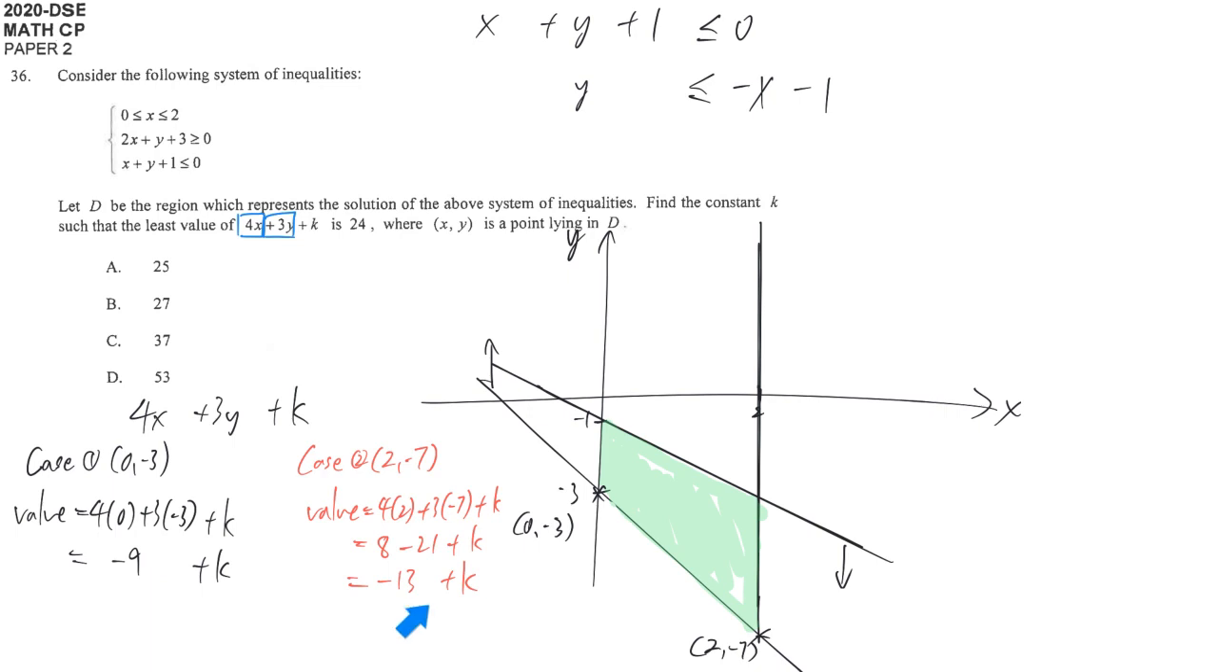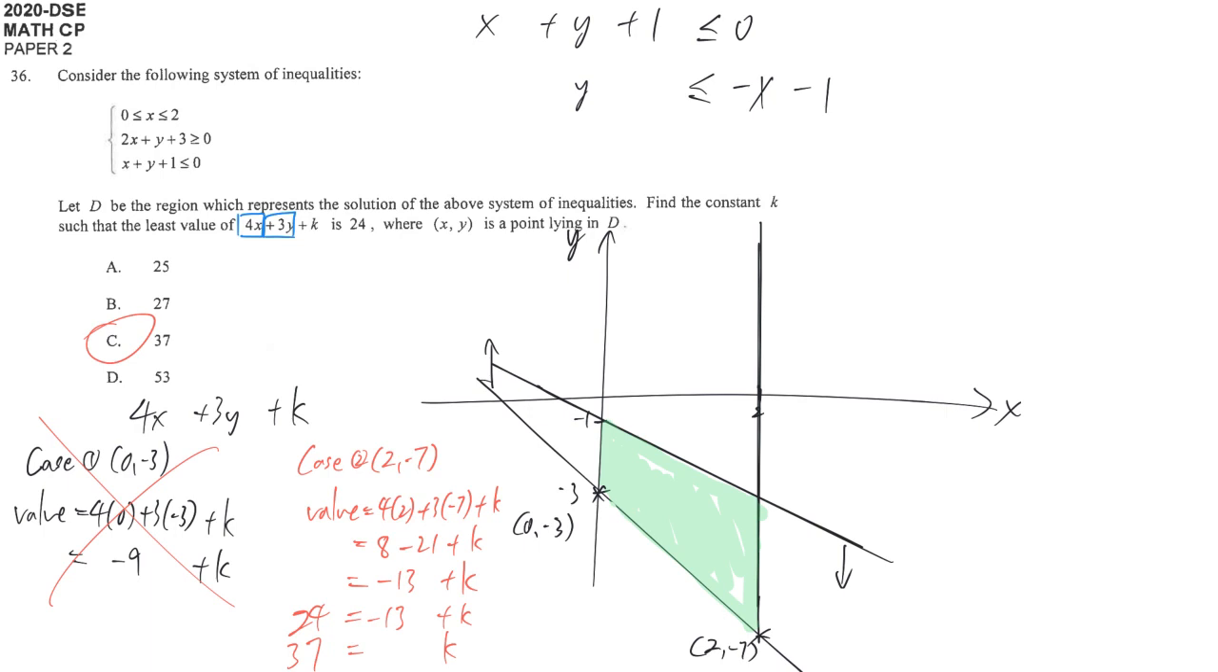So compare these two values. Obviously, this one is the least. With the same value of k, this one subtracts more. So the first is not the case that gives the least value. We focus here, and they tell you that the least value is 24. That's why k is equal to 37.